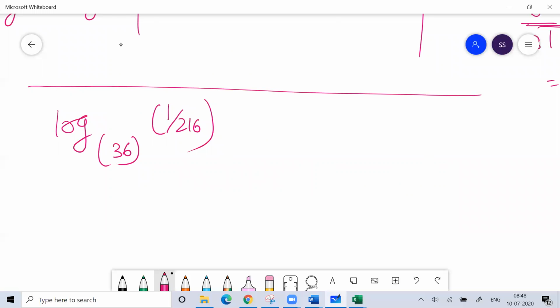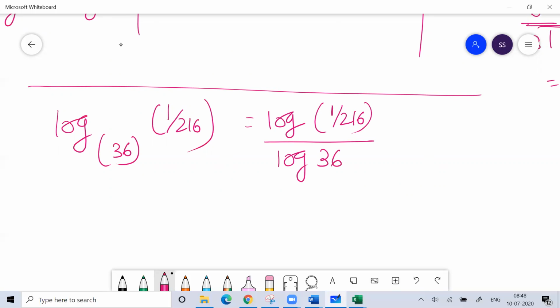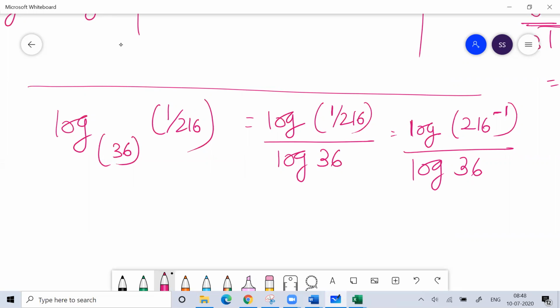So now what you can do: this is log of 1 divided by 216, over log of 36. So I can write this as 216 to the power minus 1, then divided by log of 36. You understood now? You can make that negative.